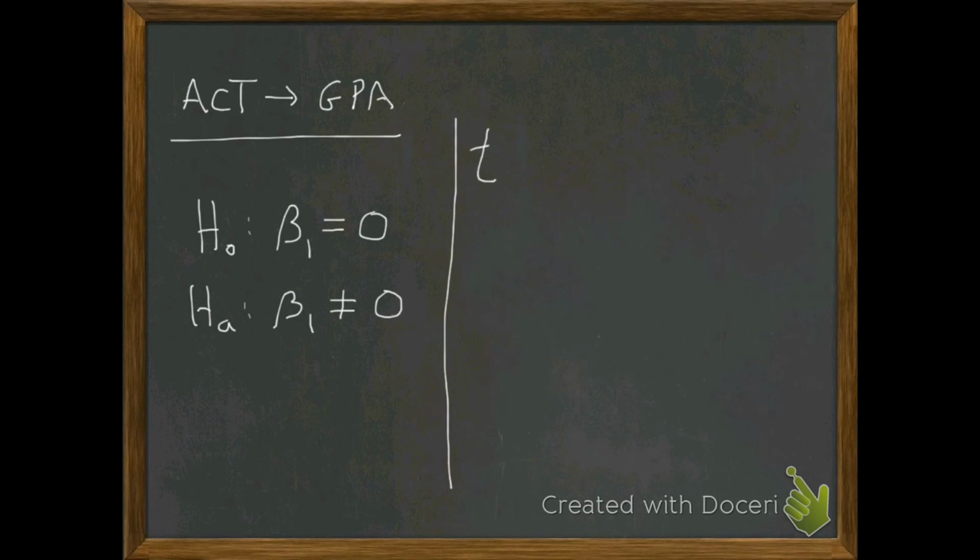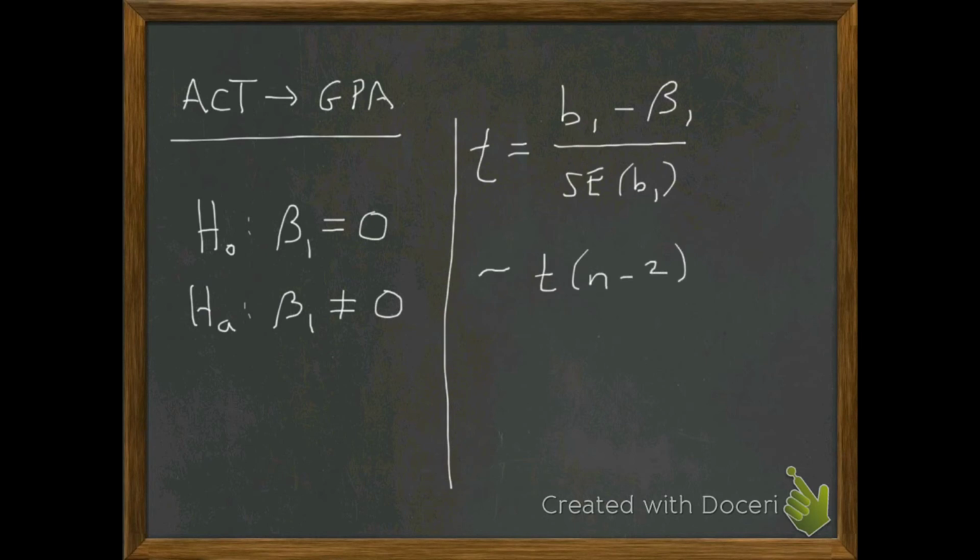So guys, we now know a lot more stuff. We know our test statistic is going to be B1 minus beta 1 divided by the standard error of B1. We know this is going to follow a t-distribution with degrees of freedom n minus 2, which gives us the basis to calculate our p-value and make our calculations.